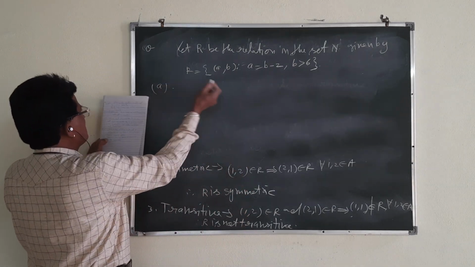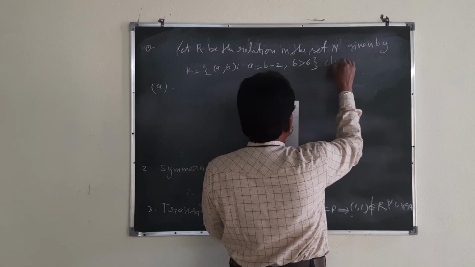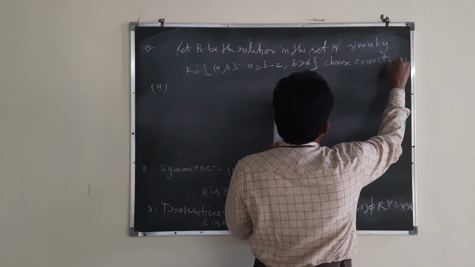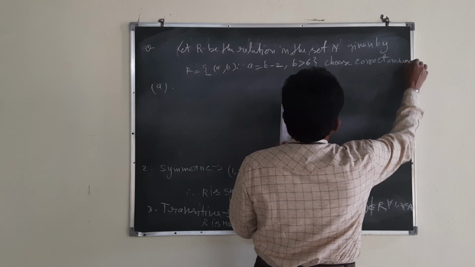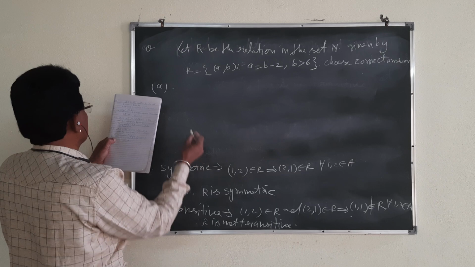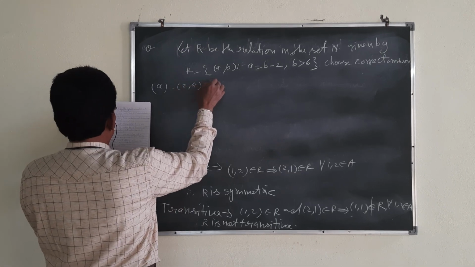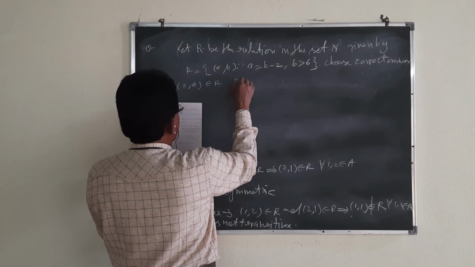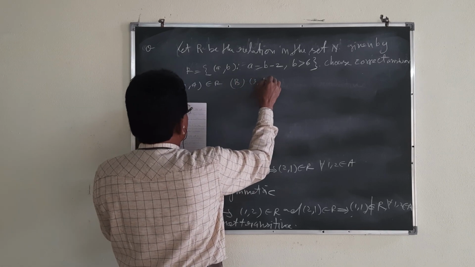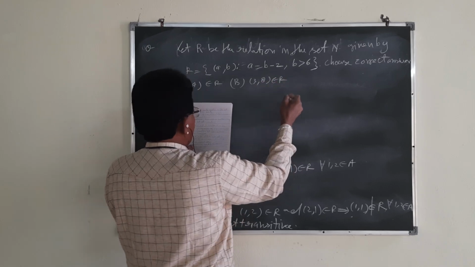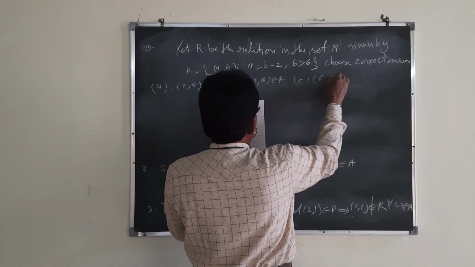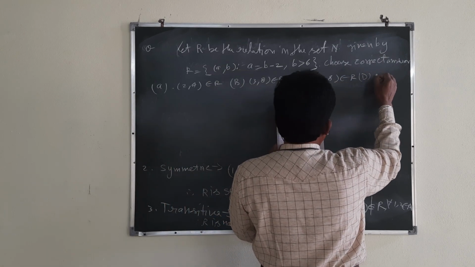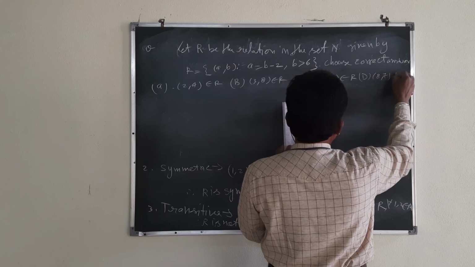Options are given over there. Choose the correct answer. What will be the correct answer? First of all, option A: (2, 4) belongs to R. You see, the relation is given. Try to understand. B part: (3, 8) belongs to R. And C part: (6, 8) belongs to R. And D part: (8, 7) belongs to R.